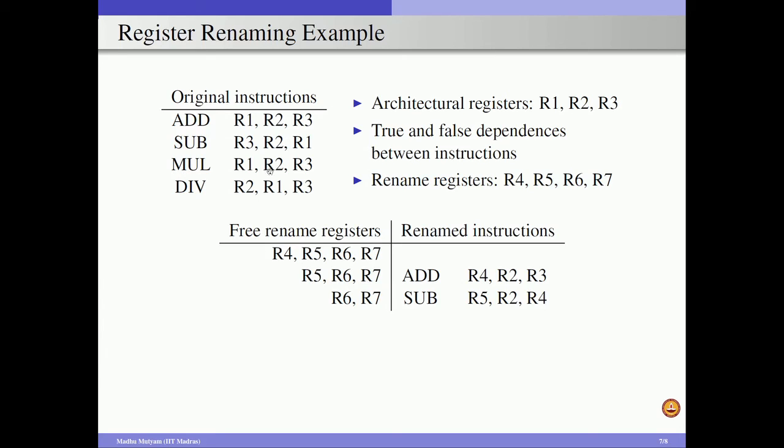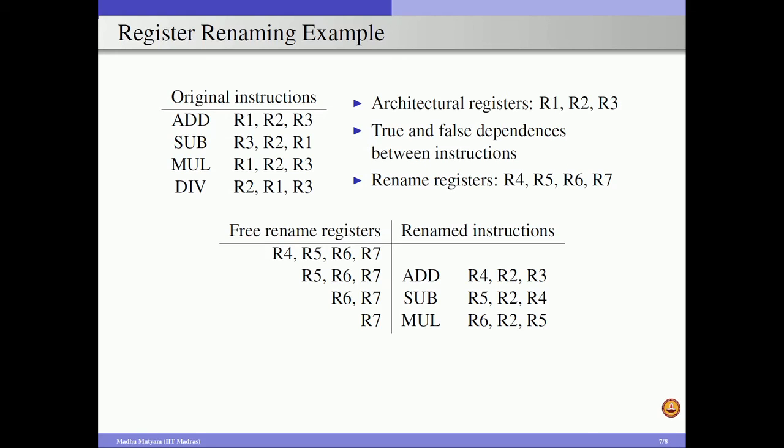Now we have to go for the third instruction, which is multiply R1, R2, R3. Here we have to rename R1. For that, we select R6 as the free rename register, and we replace R1 with R6. So multiply R6, R2, and multiply is actually using R3 as one of the source operands, but R3 is renamed to R5. As a result, our multiply instruction becomes multiply R6, R2 and R5.